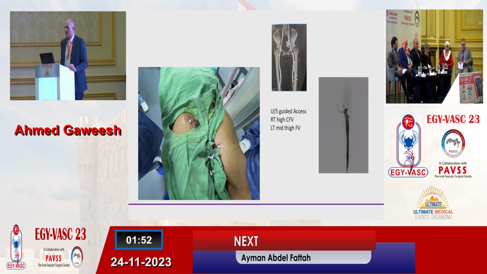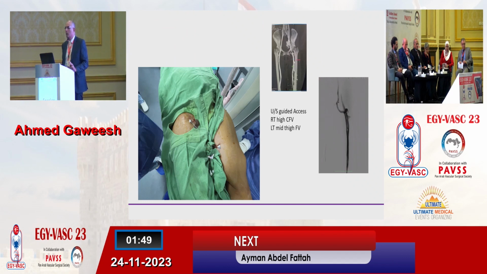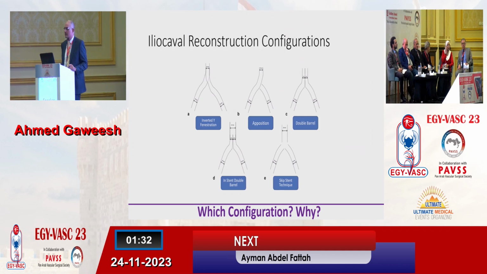As you can see in that lady, we pre-planned everything before going in. We planned the access to go through the left mid-femoral because the common femoral vein was involved on the left, but we planned to go on the right side through the common femoral vein because it was not involved. So this is planning the access.